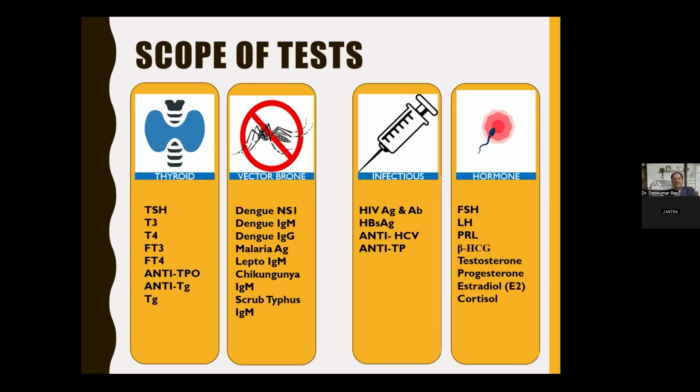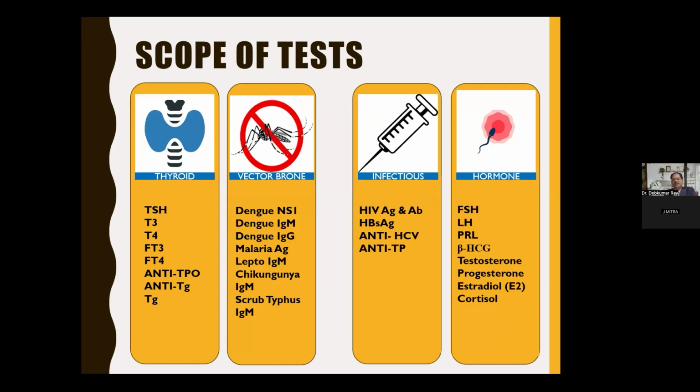The second one is the vector-borne diseases like dengue NS1, IgM, IgG for dengue, malaria antigen, leptospira IgM, chikungunya IgM, and scrub typhus IgM variant we can assess, and we can get an idea about the vector-borne disease, and we can establish our diagnosis.